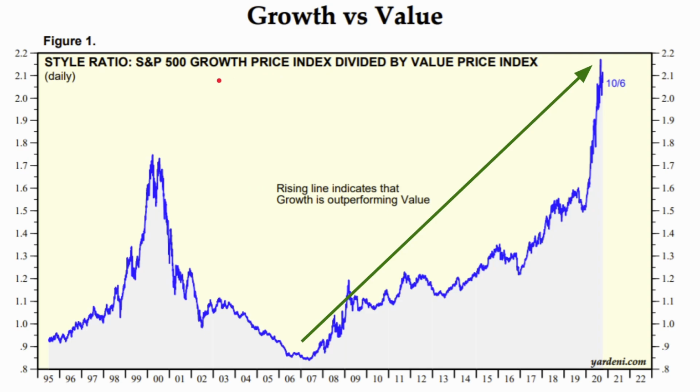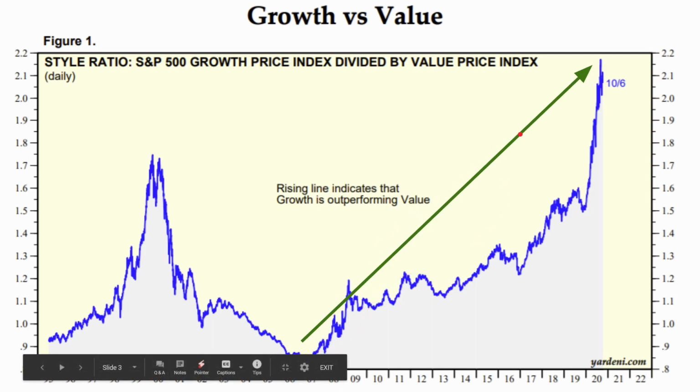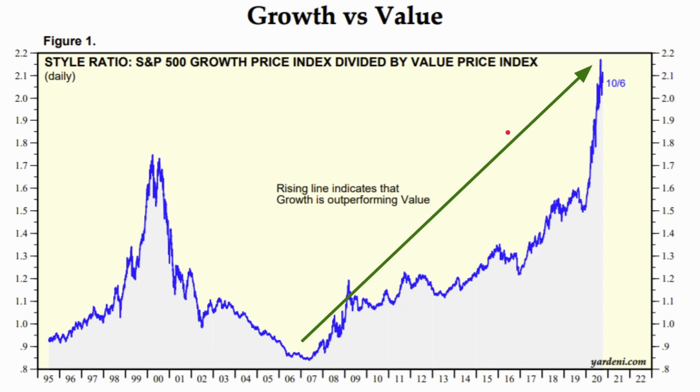This is growth versus value. As we see here with the description, a rising line or a high line indicates that growth is outperforming value. And when it's a low line, that means value is doing well. So as you can see, for the past 10 years or so, growth has been absolutely killing it compared to value. We're reaching all-time highs in the growth to value index.